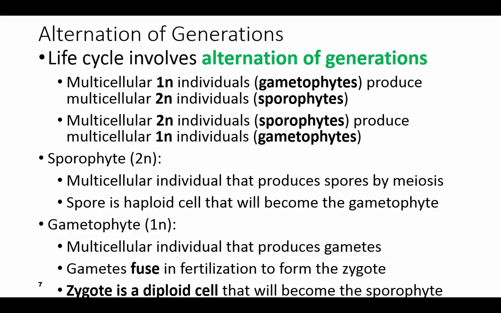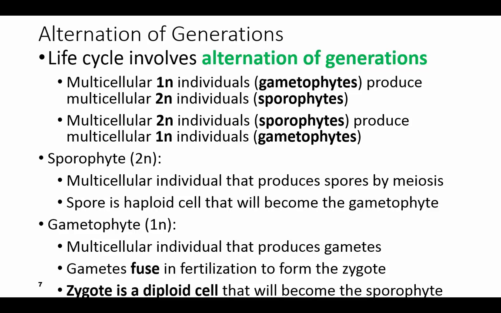Now this moves us to objective 3. Define alternation of generation and describe sporophyte and gametophyte in terms of number of chromosomes. Basically what this means is that the life cycle of the plant, we've got two generations that alternate. We alternate from a haploid generation called gametophytes that produce the diploid generation called the sporophytes.